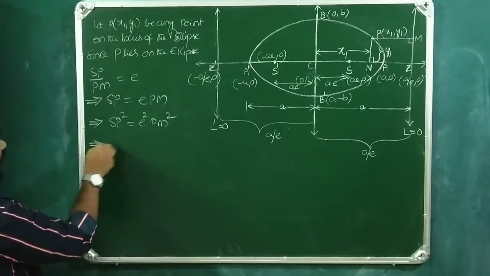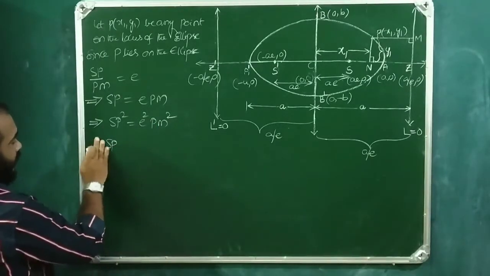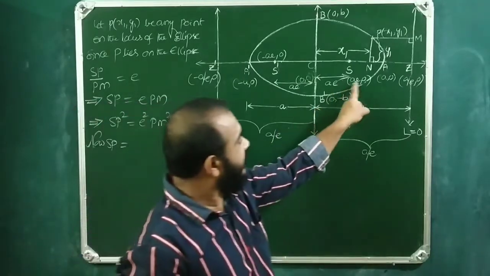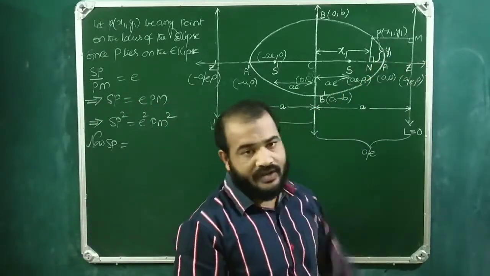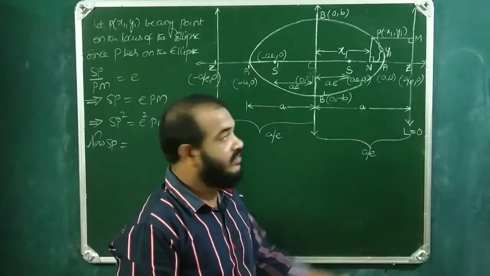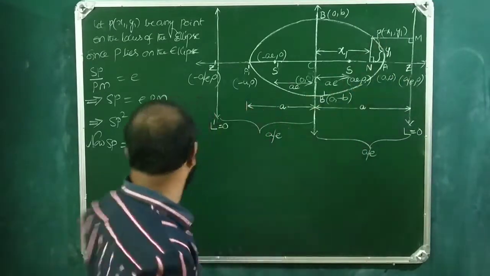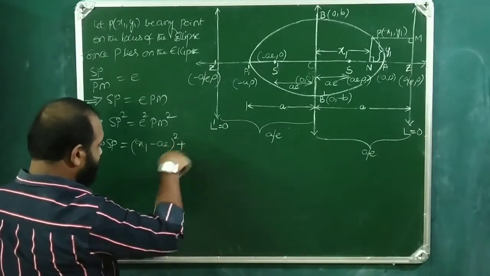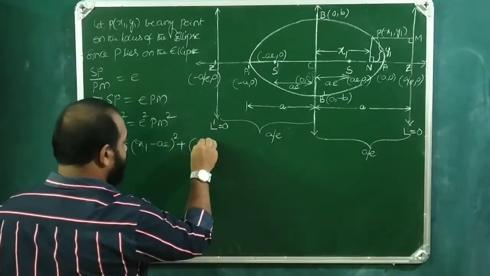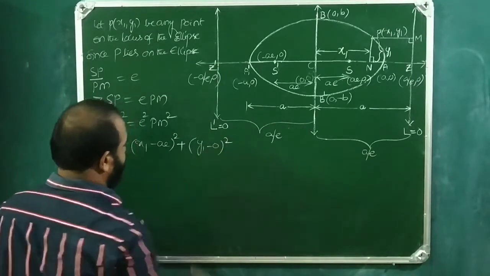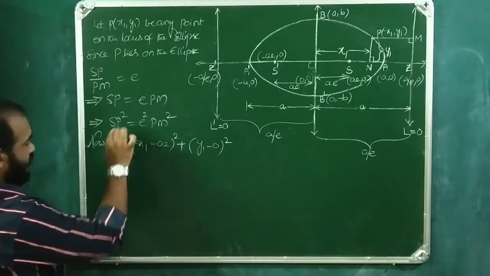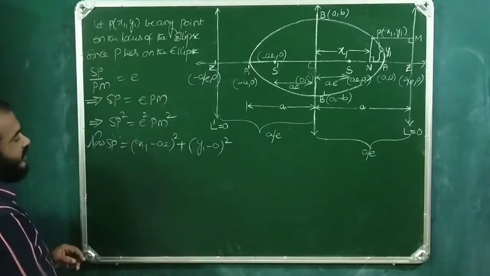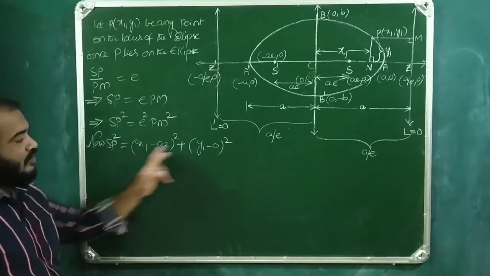What is SP? Now S is (ae, 0) and P is (x1, y1). By the distance formula, the distance between the 2 points is the square root of (x1 minus ae) whole square plus (y1 minus 0) whole square. So SP square is the square, and the square and root get cancelled.